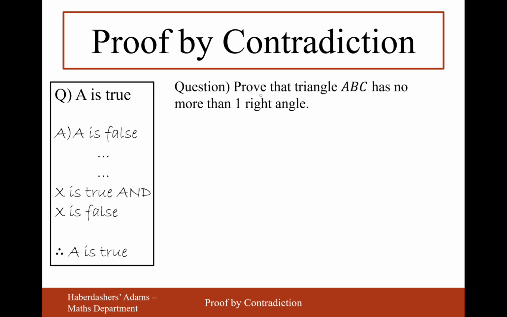Okay, so let's move on to the next one then. Prove that triangle ABC has no more than one right angle. Okay, an interesting one here. So let's assume the opposite, because that's where you always start in a proof by contradiction. Assume that in triangle ABC, there are two right angles.